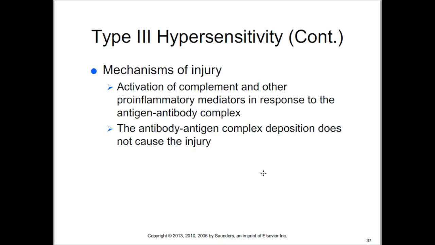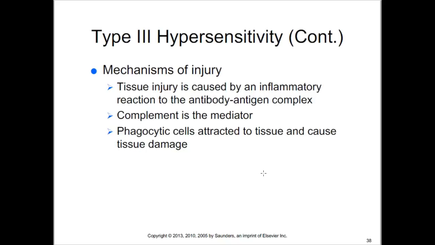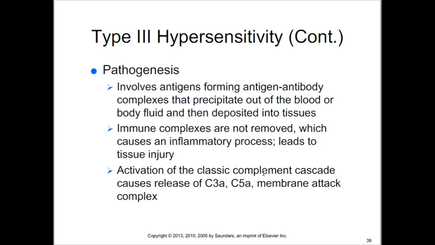So it activates complement and other pro-inflammatory mediators because of this antigen-antibody complex. The antigen-antibody complex deposition itself does not cause the injury. The mechanism of the injury is the inflammatory reaction to the antigen-antibody complex. Complement is basically the mediator that accomplishes this, right? Phagocytic cells are attracted to the tissue, causing tissue damage. So the antigen-antibody complexes form.